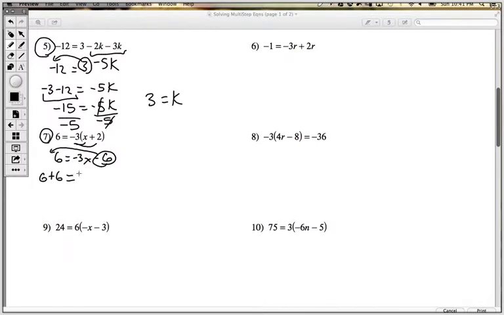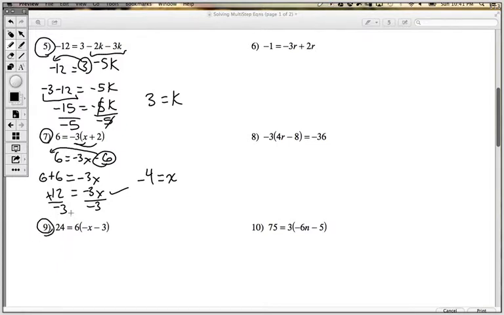So I have 6 plus 6 equals negative 3x. That's 12 equals negative 3x. We divide both sides by negative 3. 12 divided by 3 is 4, but the positive divided by a negative is negative 4. And so negative 4 equals x. There we go. Let's keep going.